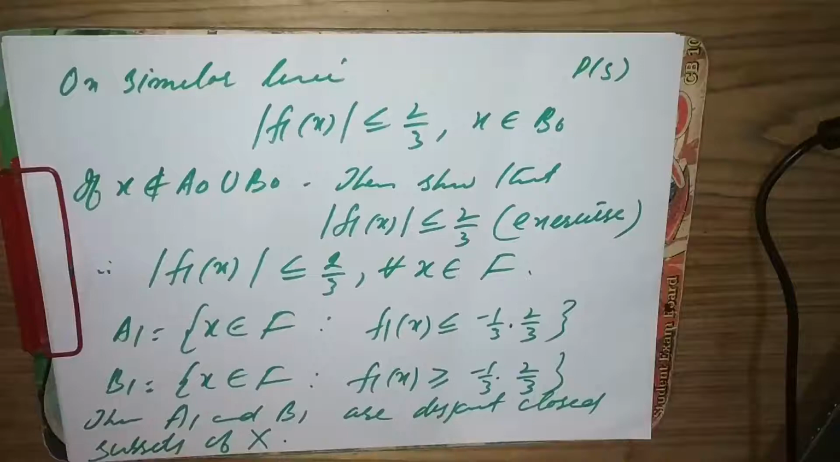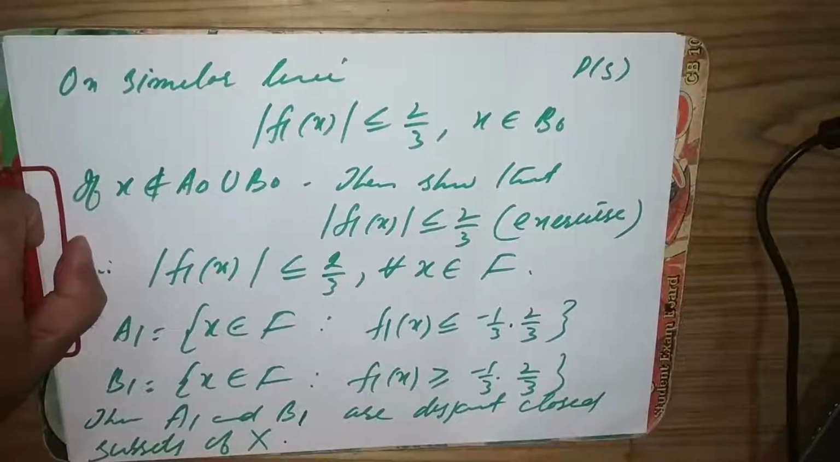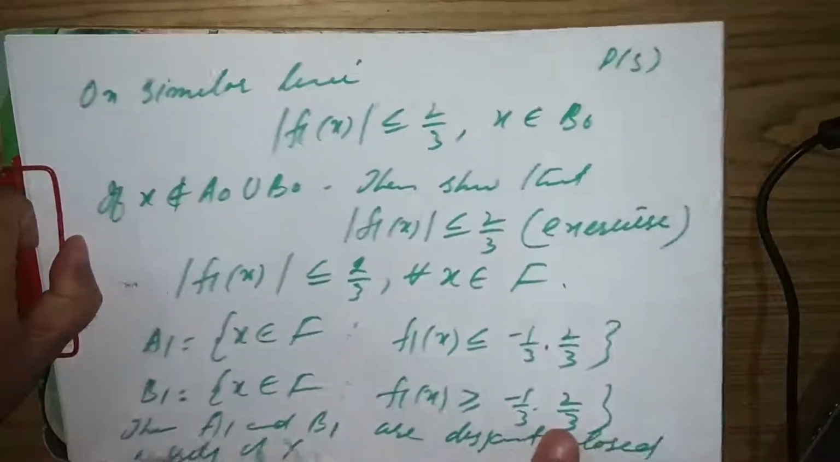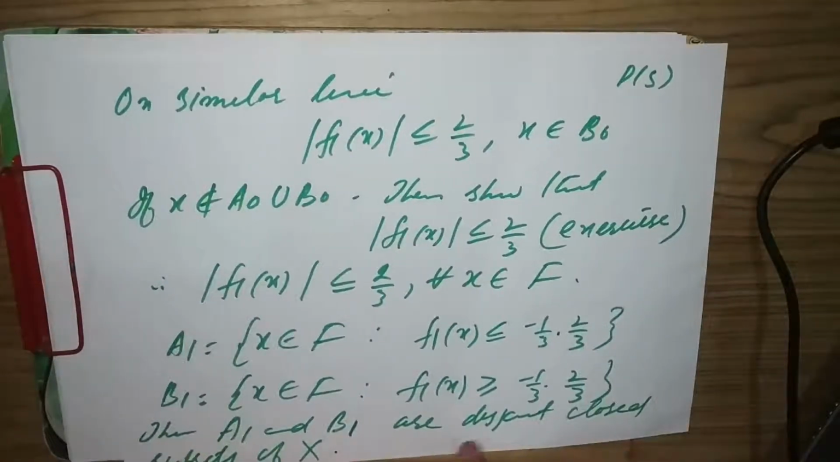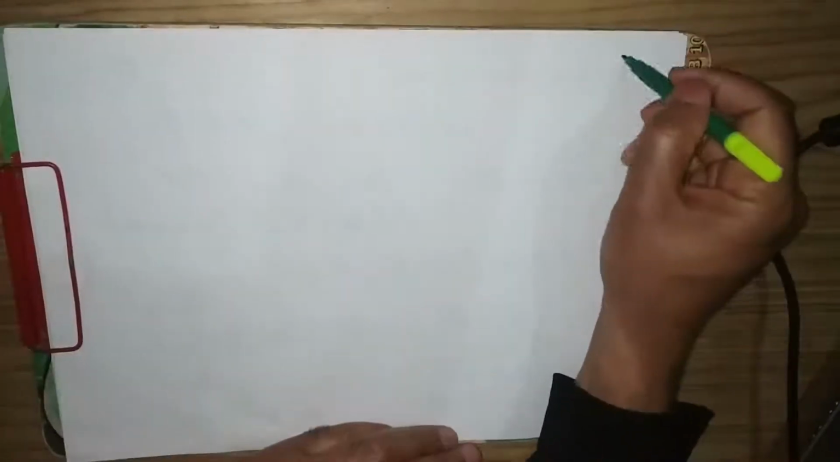Let a equal minus 1 by 3 into 2 by 3 and b equal 1 by 3 into 2 by 3, for Urysohn's lemma. By Urysohn's lemma, now we apply it because a1 and b1 are disjoint closed subsets of x. So we can apply Urysohn's lemma here.